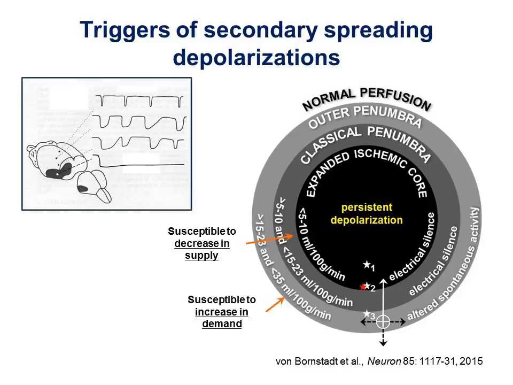very recently elucidated in a paper by von Bornstadt et al., published in Neuron, which showed that spreading depolarizations, secondary ones, arise spontaneously in the ischemic penumbra due to a mismatch of energy supply and demand. What they found was that the inner penumbra, or the classically defined penumbra, was susceptible to decreases in energy supply, and that an outer ring of penumbra was also susceptible to increases in demand.